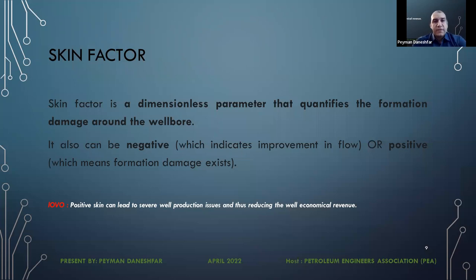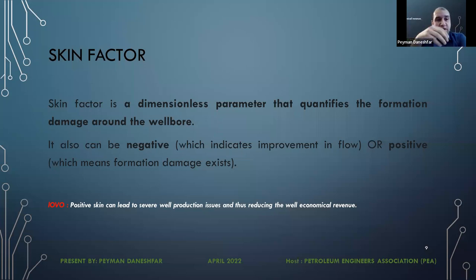What is skin factor? Skin factor is a parameter that quantifies the formation damage. An engineer tells me we have a problem, we have one type of formation damage. How can we use it in our formula to increase the production? So one parameter is needed to explain the formation damage. That parameter is the skin factor. Skin factor can be negative or positive. If negative, it is okay and the well has improved flow, but if it is positive, it means that formation damage exists and we should do stimulation jobs here.